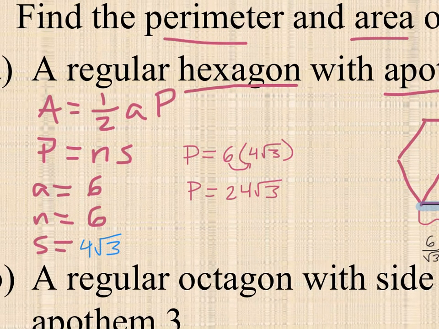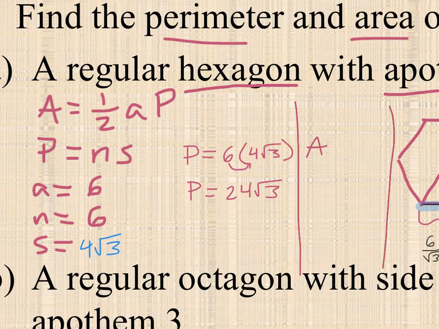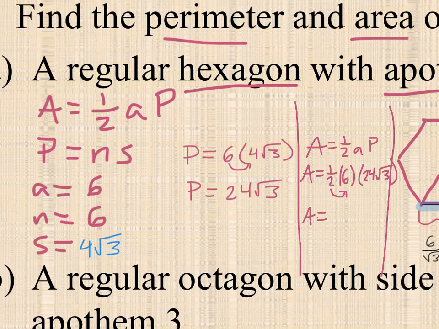Next, we need to find our area. So our area is 1/2 the apothem times the perimeter. So our area is 1/2. Our apothem is 6. And our perimeter is 24 square root 3. So we can just multiply the 1/2 by 6, and we get 3. Then 3 times 24 is 72, and then we just tack on the square root 3 at the end. So our final answer here for our perimeter is 24 square root 3, and our area is 72 square root 3.